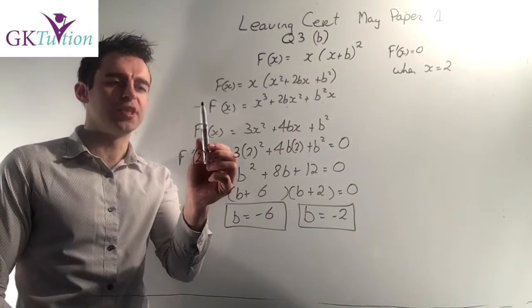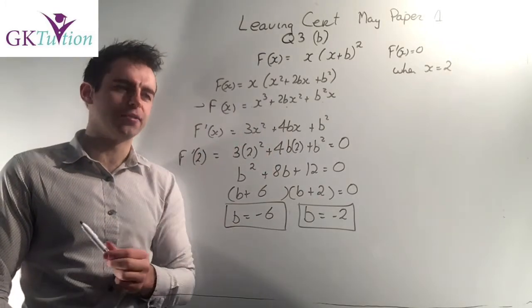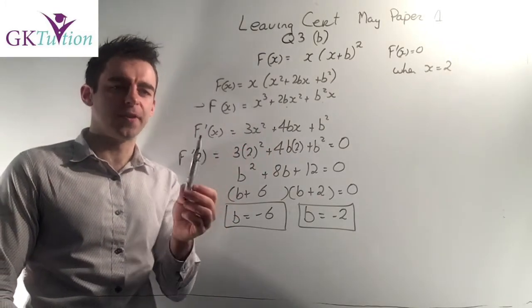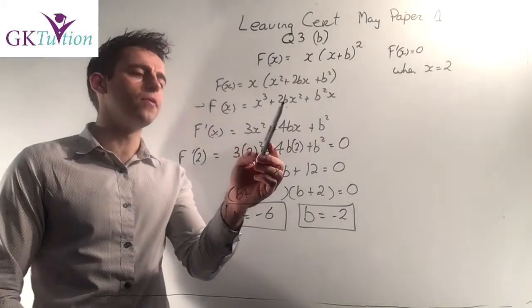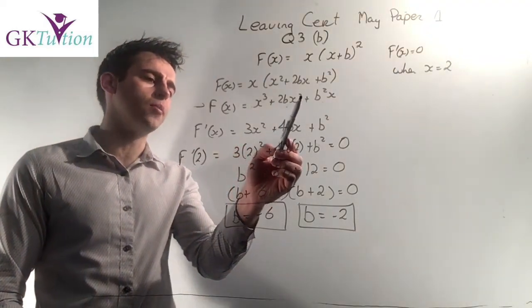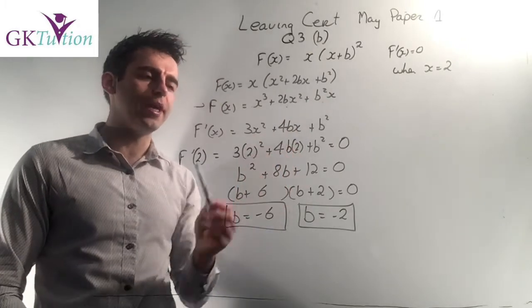Once you have your function simplified fully, it's very straightforward to differentiate. The derivative of x cubed is 3x squared. The derivative of 2bx squared, you bring the power of x in front, becomes 4bx.